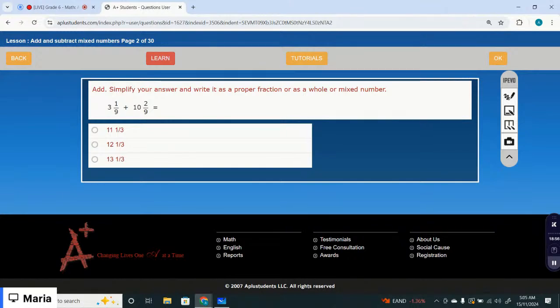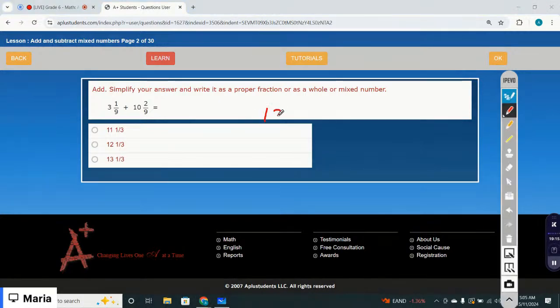Add 3 whole 1 over 9 plus 10 whole 2 over 9. So which is the correct option? Add whole numbers to whole numbers. So 10 plus 3 is 13. And add fractions to fractions. So 2 plus 1 is 3 over 9. So you can divide 3 over 9 by the greatest common factor. The greatest common factor is 3. So that is 13 whole 1 over 3. The correct option is 13 whole 1 over 3.